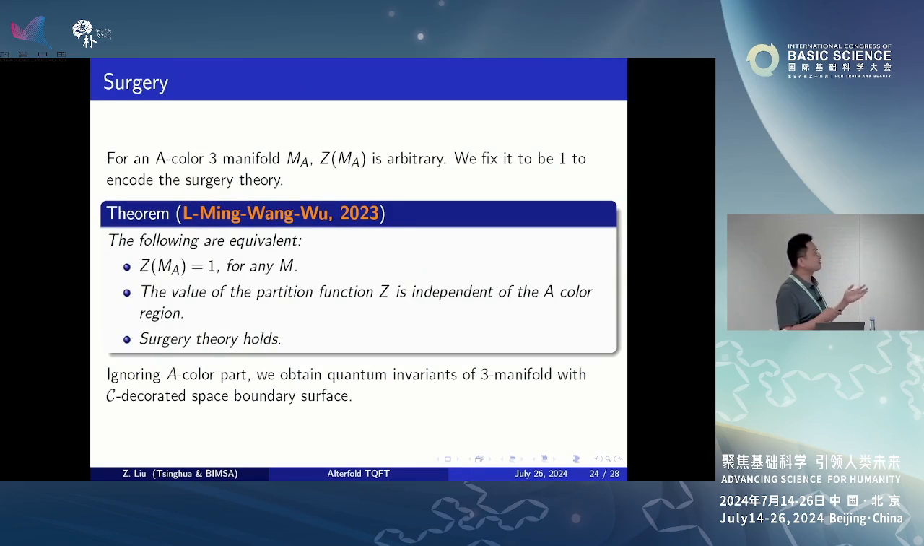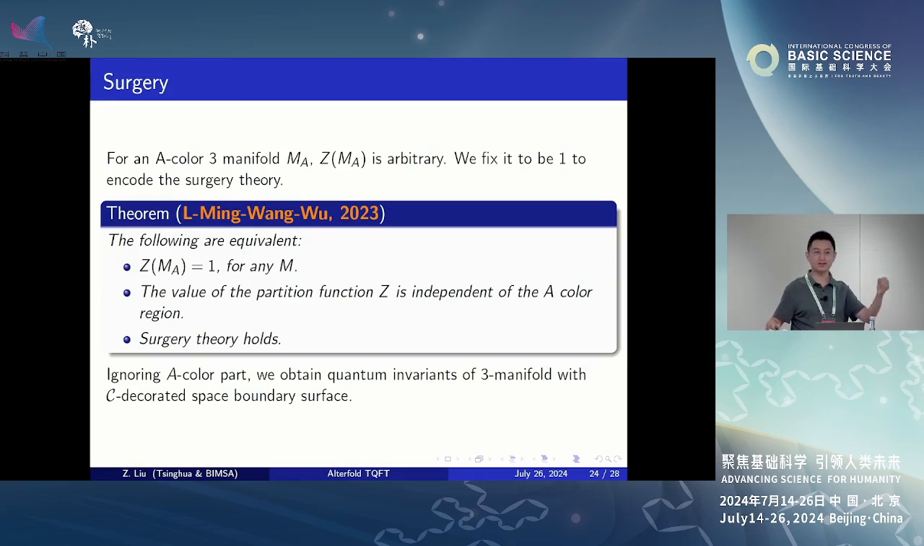And the A color seems to be very arbitrary, right? We didn't take any special value for the A color. But then we fix the A color value. For any 3-manifold, we fix the value to be 1. So why do we take that? Because that really tells us the surgery theory. When we fix the value to be 1, that means we can change the A color manifold in any way we want. It doesn't change this partition function.